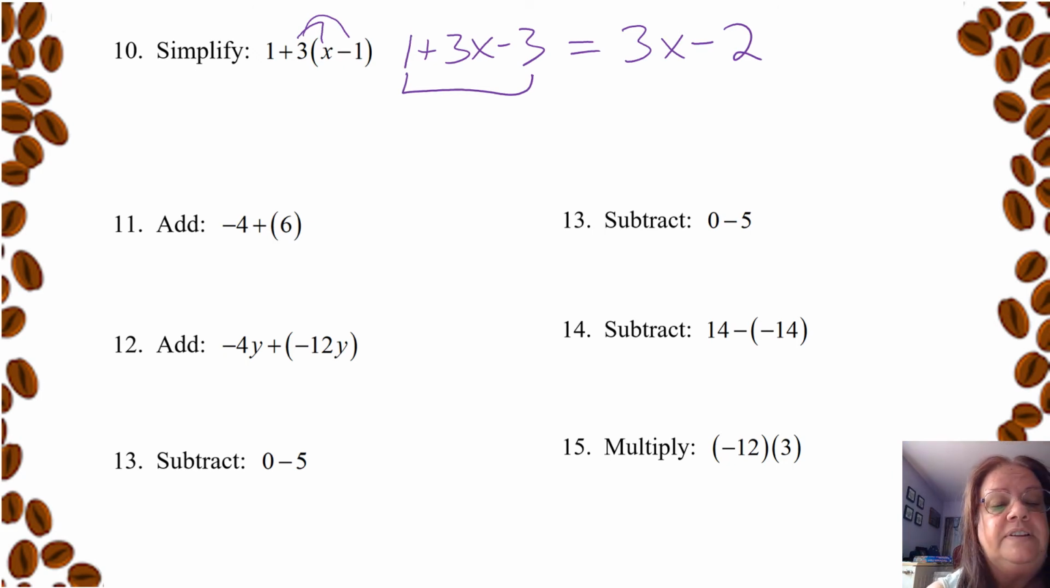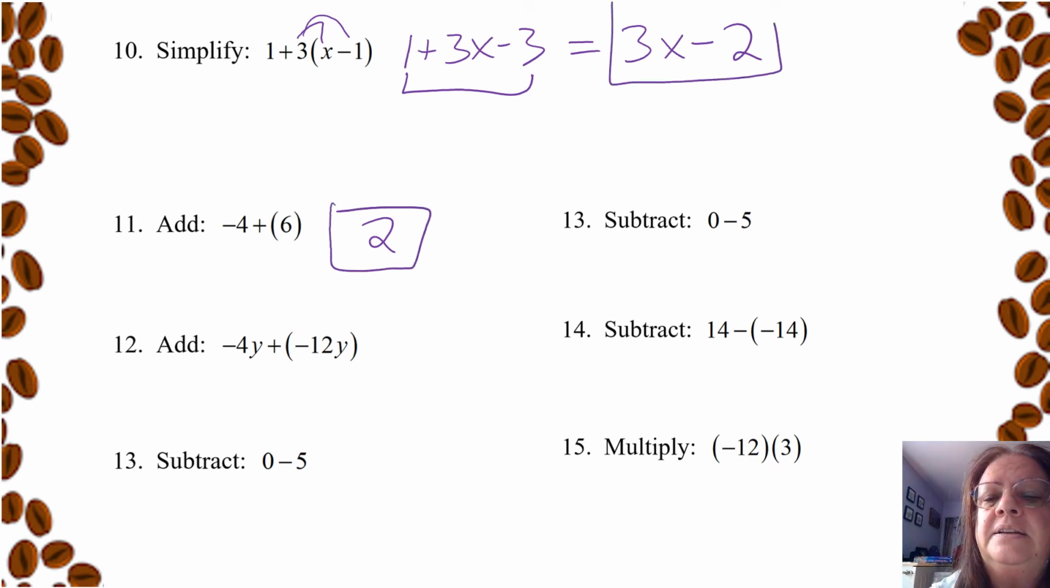All right, number 11. Add -4 and 6. Well, 6 minus 4 is 2. The larger is positive, so I'm done. Box. Whoops, box. All right. -4y and a -12y is a negative, well, 12 plus 4 is 16. Keep the negative because they're both negative.